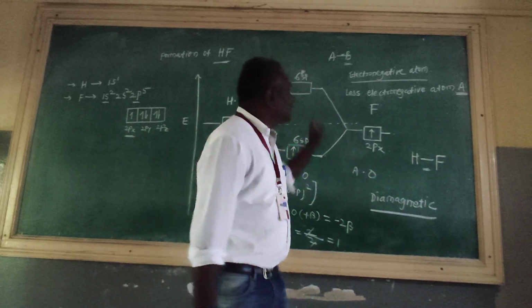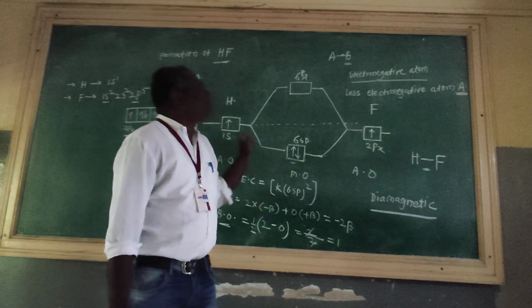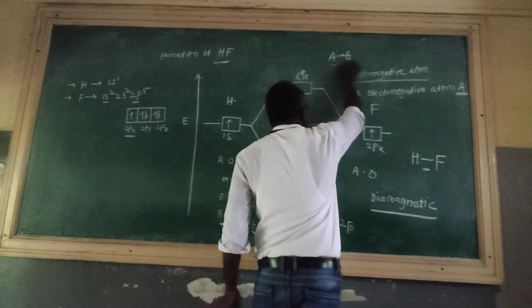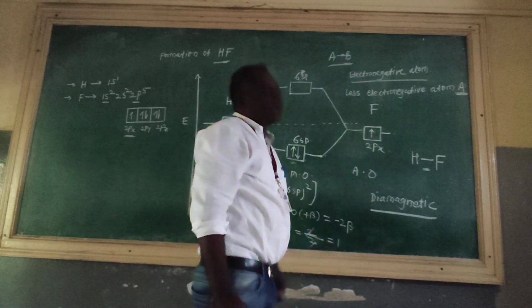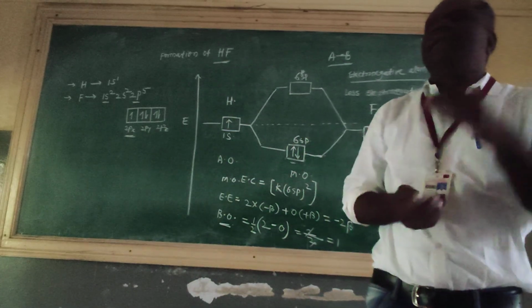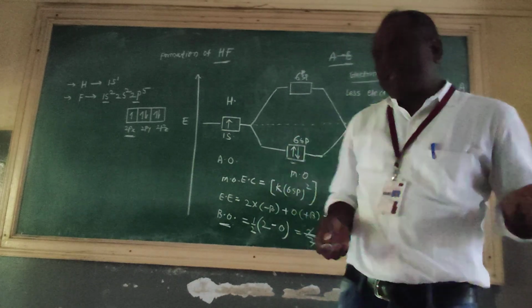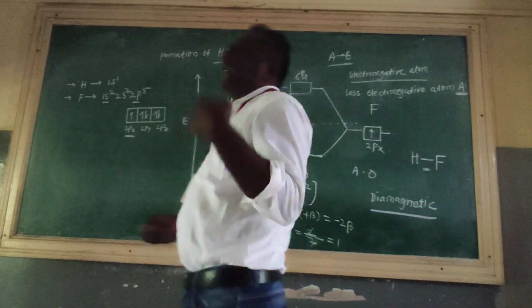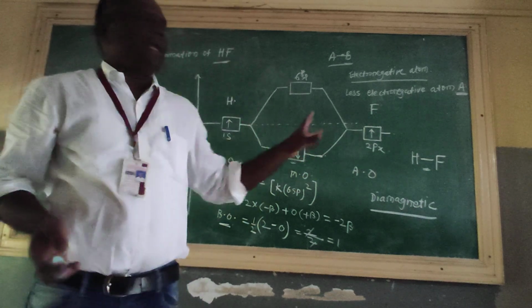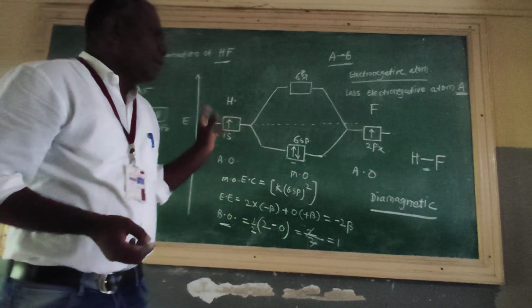Right. This is all about the formation of the HF molecule, since we are studying the heteronuclear diatomic molecule, in which one element is more electronegative and another element is less electronegative. One element is more electropositive, that is, the A element is more electropositive and the B element is less electropositive.